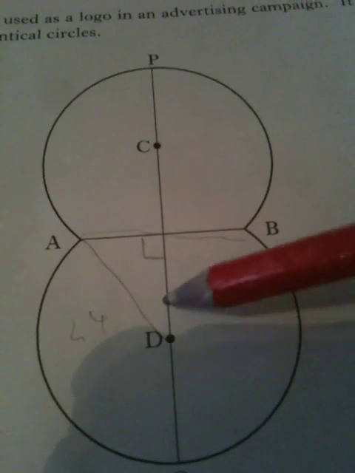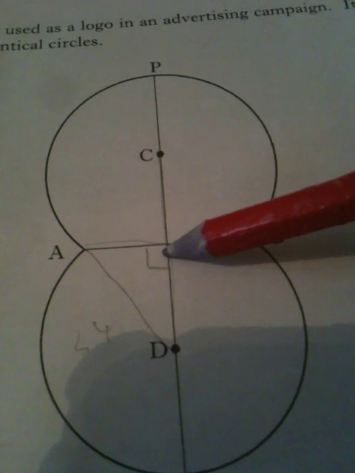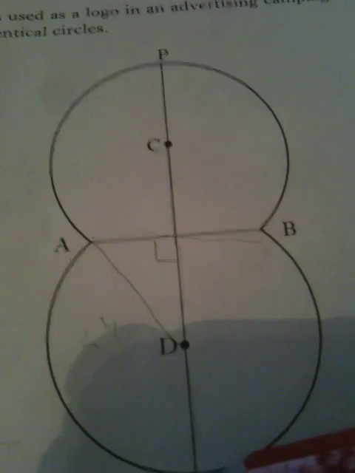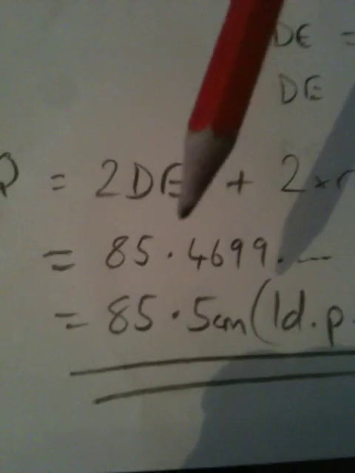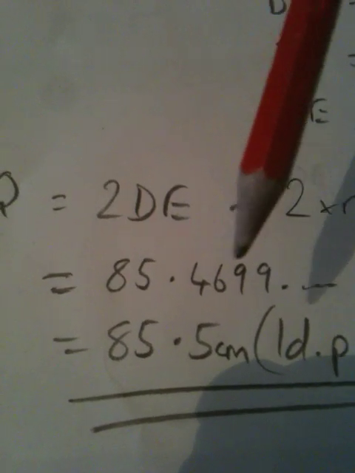Back to the question. We have worked out that bit there. We also have that bit there, which is the same. We also have the radius, which is 24, the radius there, which is 24. So it'll be twice what DE is, plus twice the radius, which comes out as 84.4699..., which is 85.5 to one decimal place.